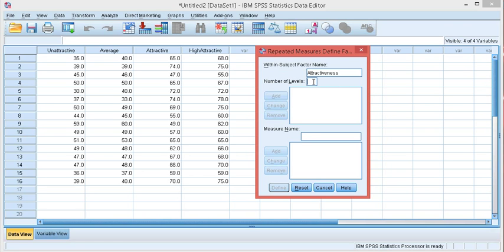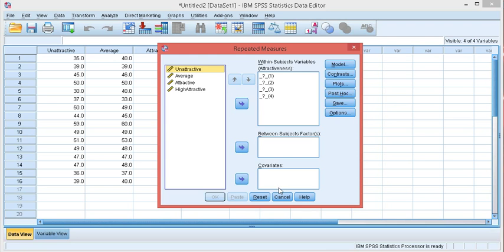And we are being asked how many levels there are. There are 4: 1, 2, 3, 4. Let's click Add, and then let's define what these 4 levels are. Click Define. Okay. So what we do is we simply highlight all of these, and then transfer them here. So there you have the levels of our independent variable.